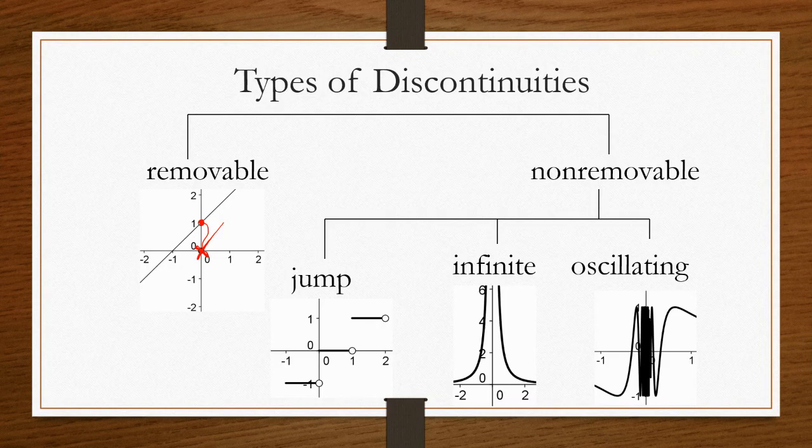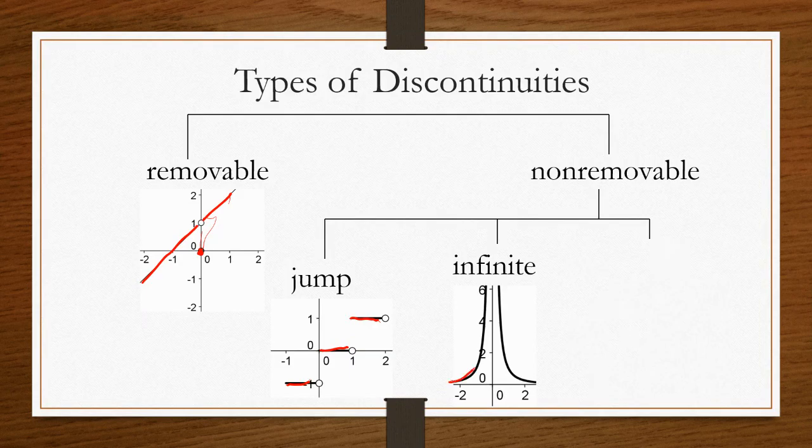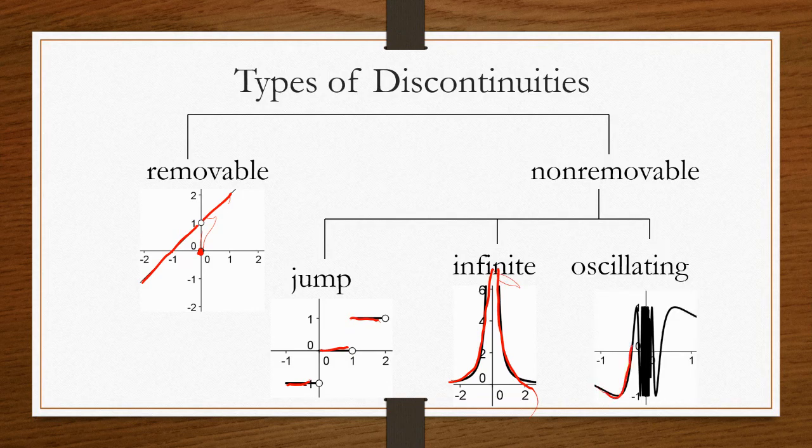A discontinuity in general is one you can't draw without lifting up your pencil. If you have a removable discontinuity, I can't draw this without lifting up my pencil because I have to fill in this dot and then come back to it. If I have a jump discontinuity, I can't draw it without lifting up my pencil because my pencil keeps jumping. For an infinite discontinuity, I have to get past that asymptote somehow, so I can't draw it without lifting it up. Oscillating discontinuity, I can't draw it without lifting up my pencil because I need infinite ink as I go back and forth. So that's the problem with oscillating.